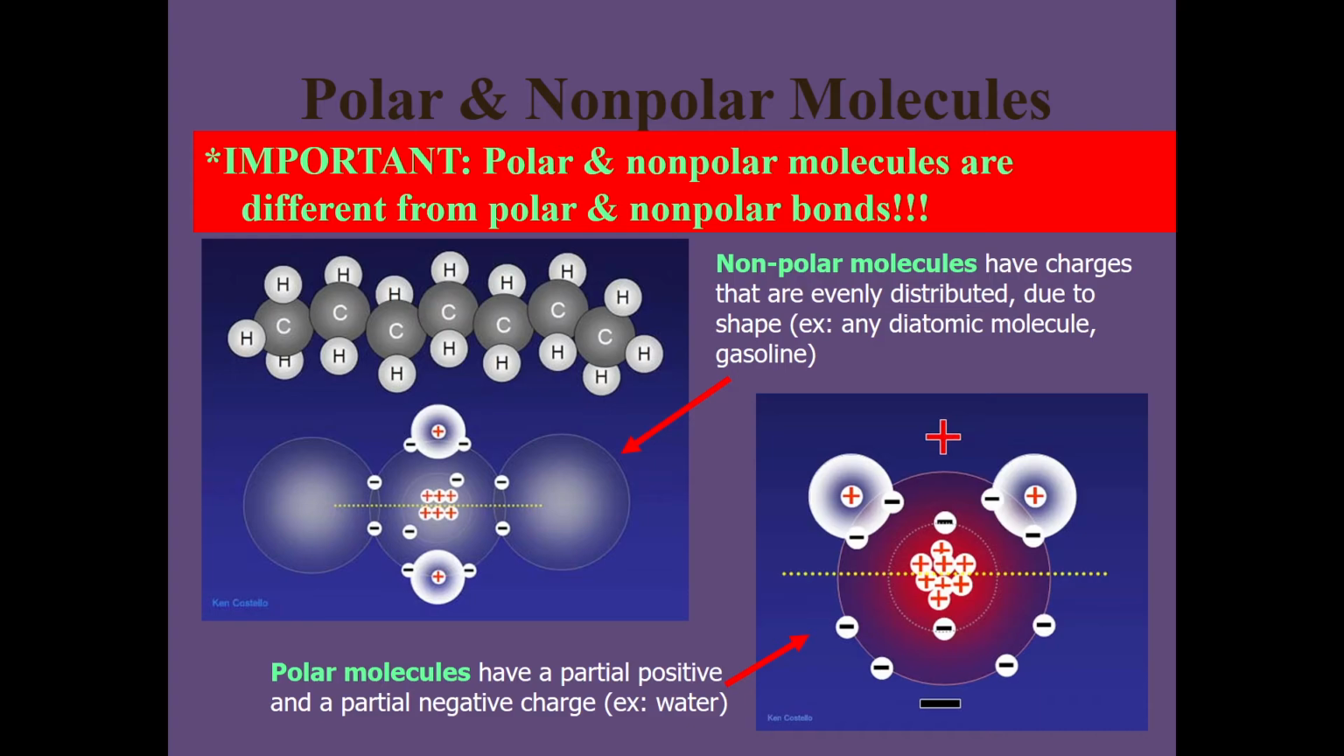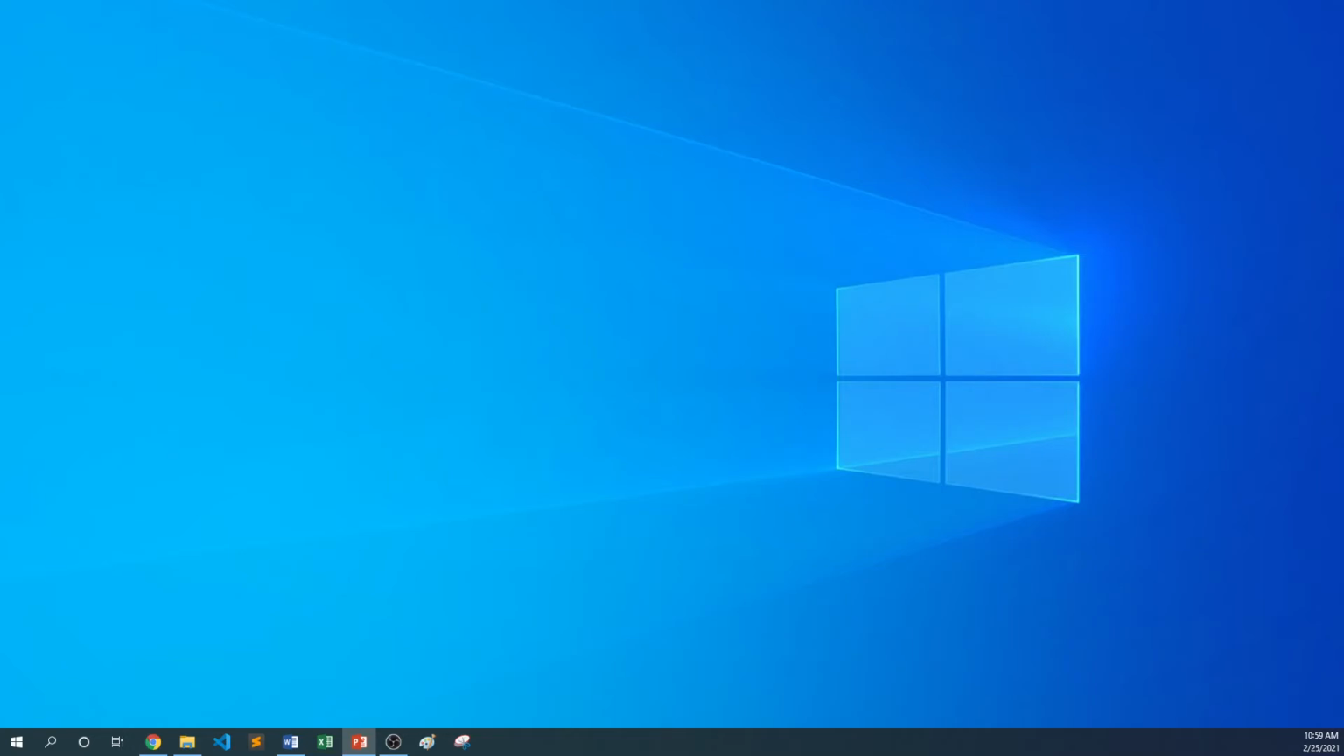So the top one is going to be nonpolar because there's no way you can slice this and get a positive side and a negative side. Make sense? Alright, last few more examples.